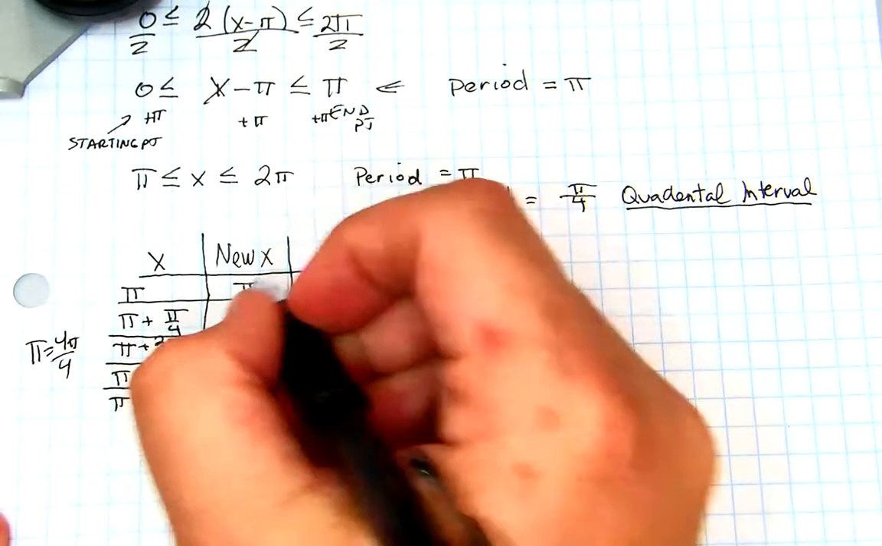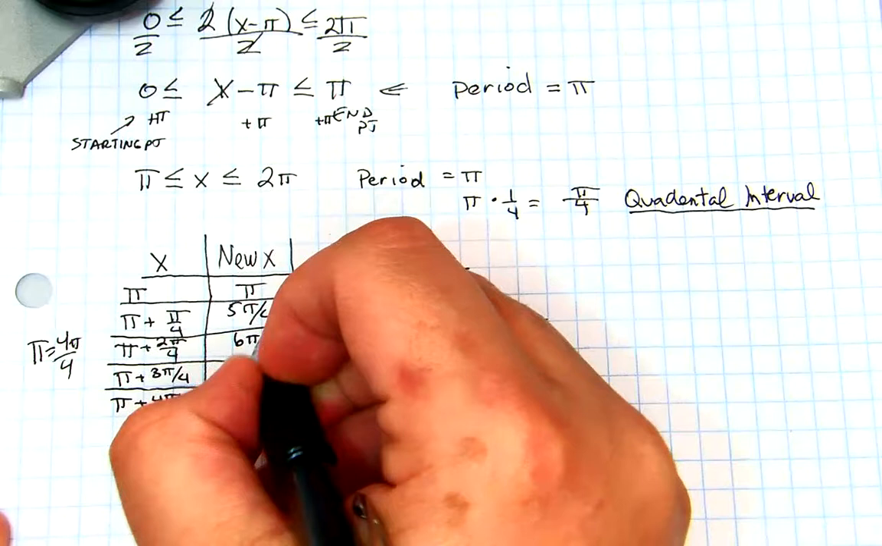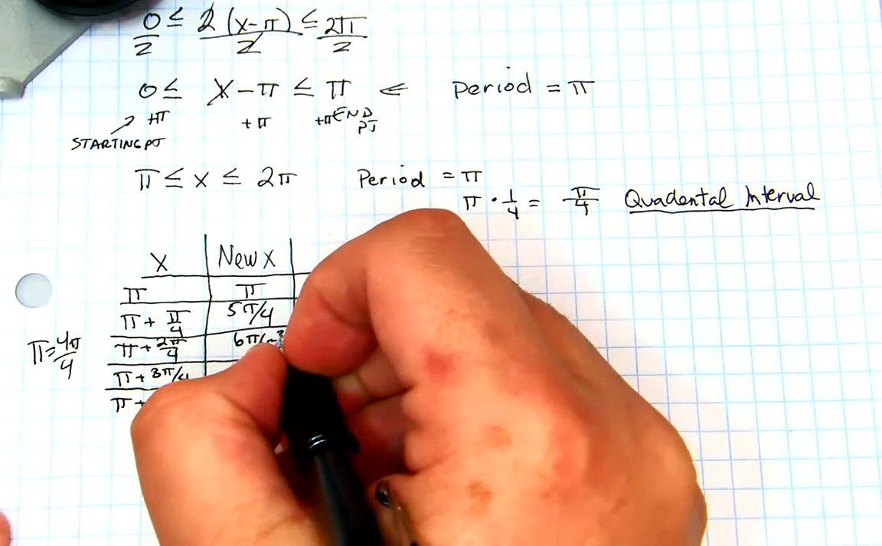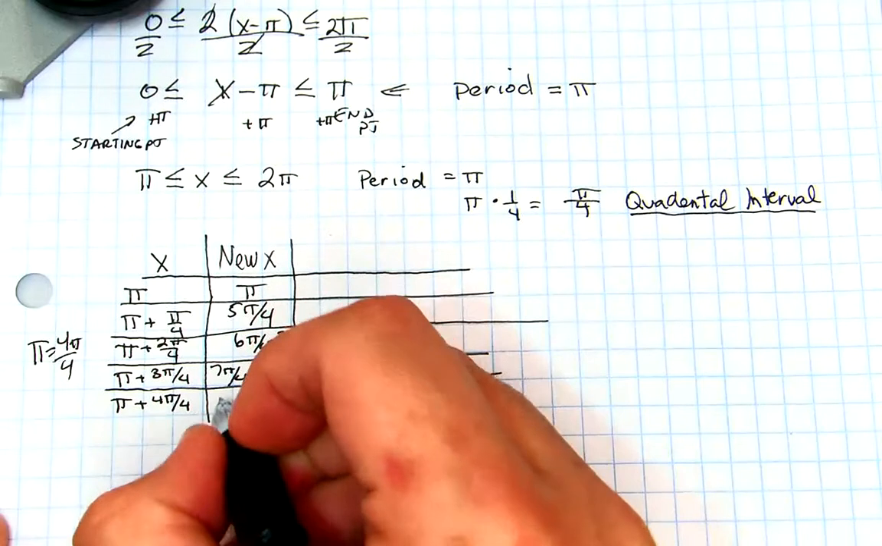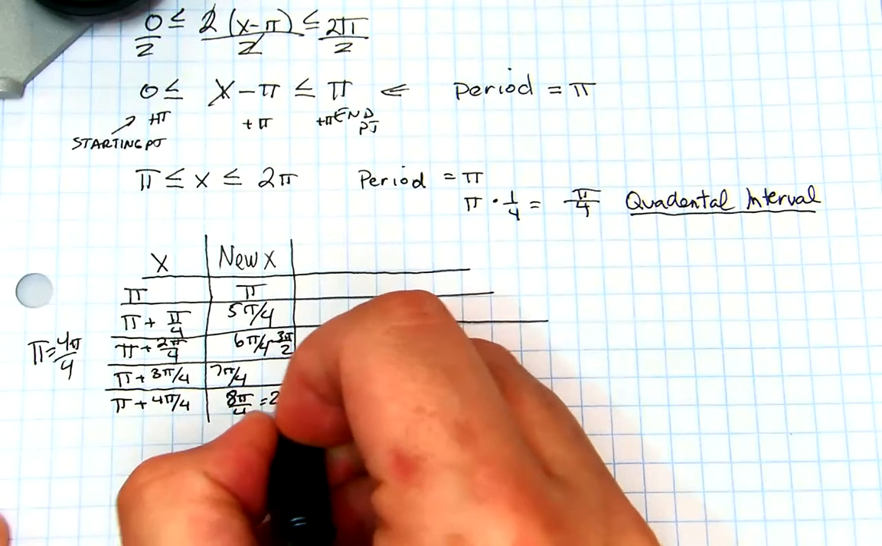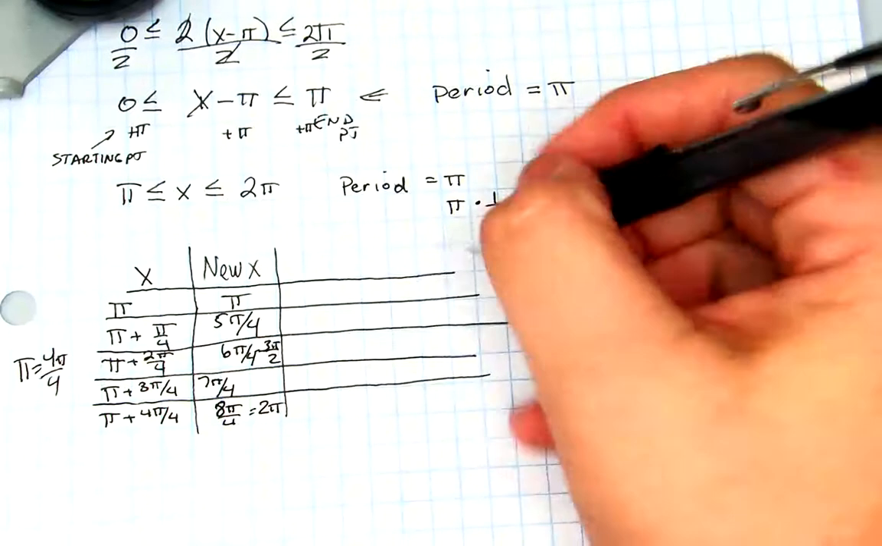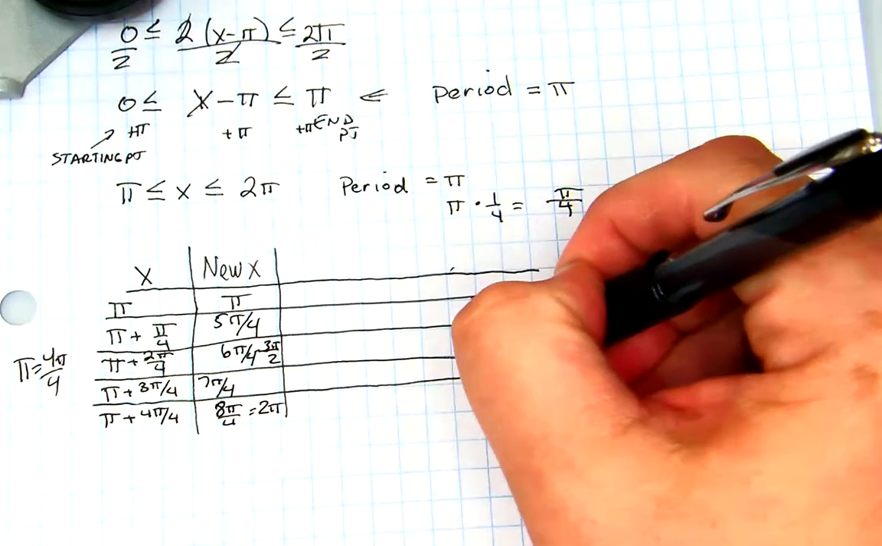Now pi is equal to 4 pi over 4. So I get pi, that's 5 pi over 4. That's 6 pi over 4, which would be 3 pi over 2. That's 7 pi over 4. And then that's 8 pi over 4, which is equal to 2 pi. Now the rest is just taking advantage of A and C.